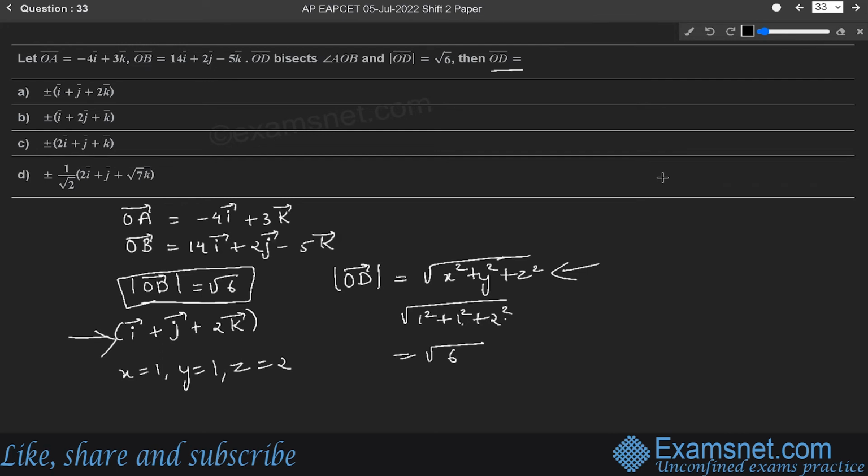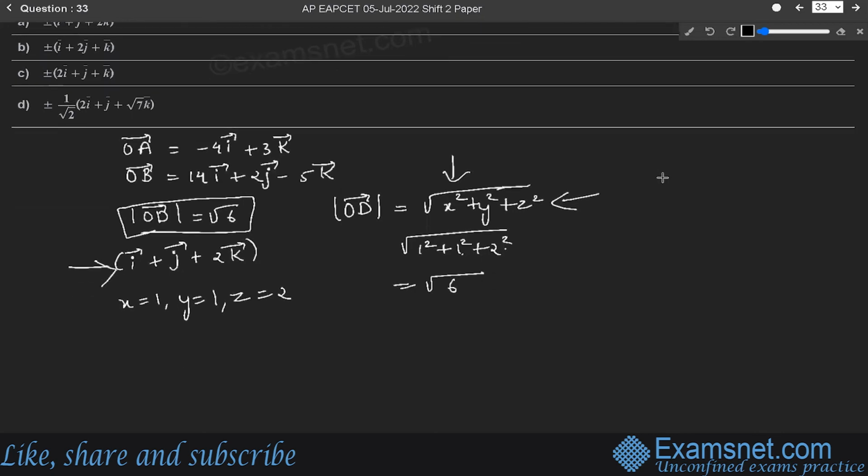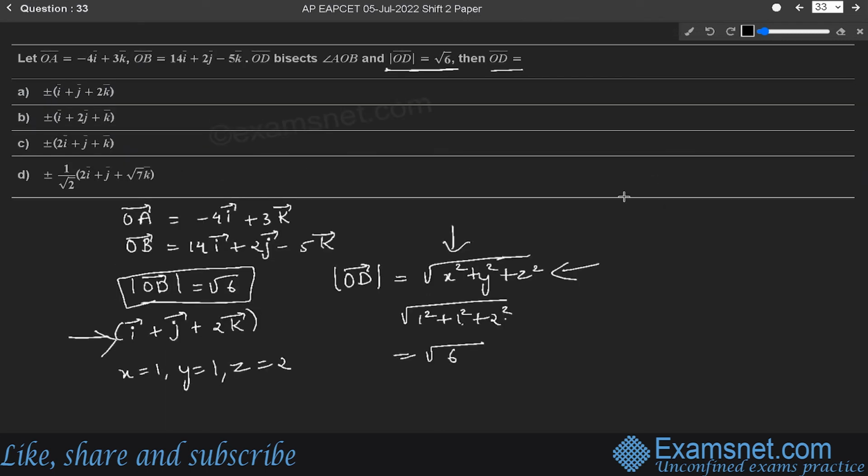See, in this type of question, all you have to do is look for the option that satisfies the given value, because it is already given that modulus of OD vector is under root 6. So you just have to put the values in this formula, and if you get under root 6, then that is the correct option. So option number A is the correct option for this question.